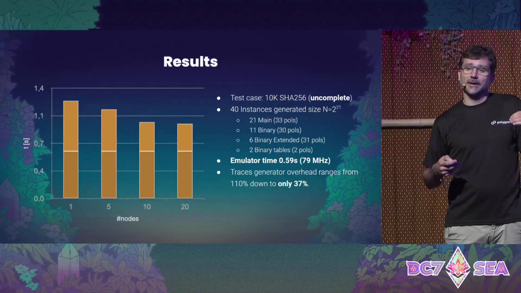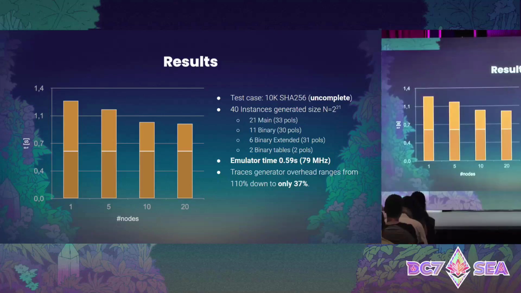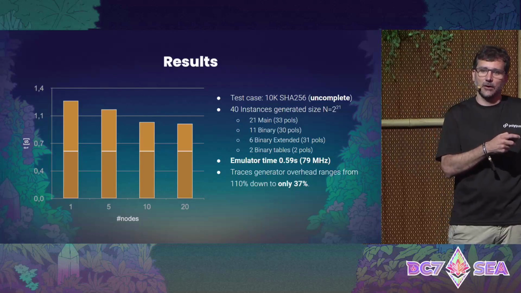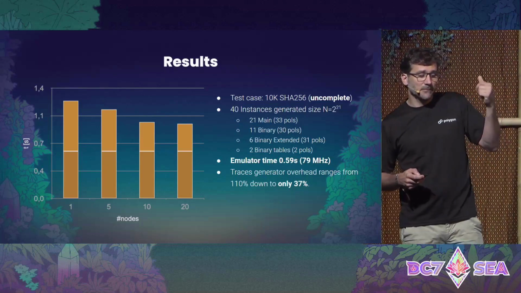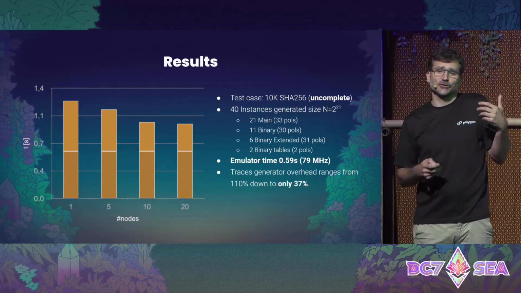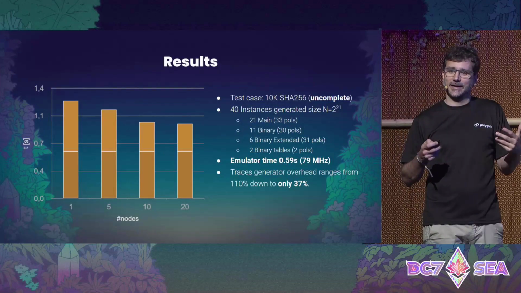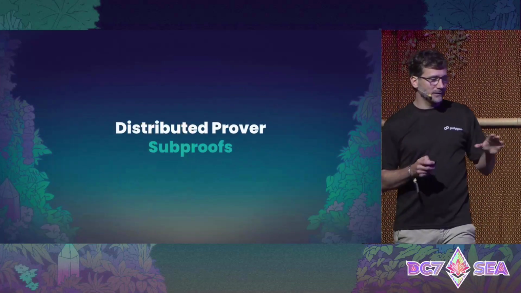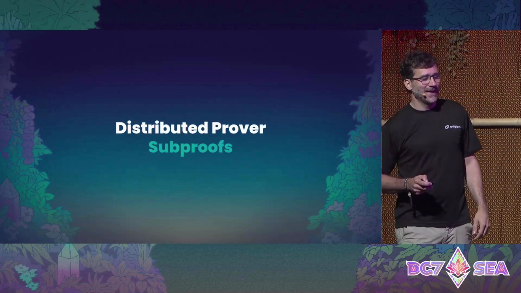The scalability is not very good, but that's because we are already very fast on the execution of the trace afterwards, because we are dividing it into threads on a single node. But at the end, this overhead is very acceptable, okay? Only 37%. Okay, I will go a little bit fast because I am running out of time.